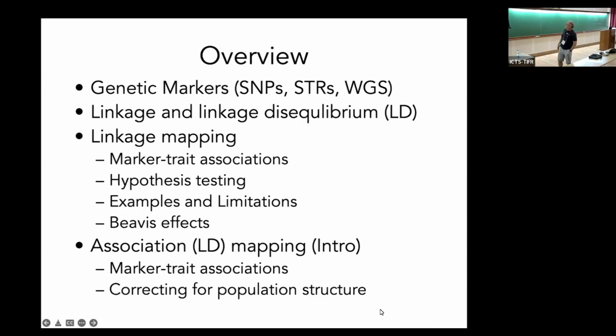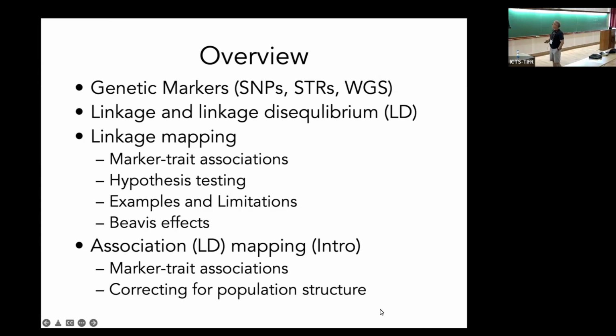That's the background. Here's the overview. We're talking about genetic markers, SNPs, STRs, and whole genome sequencing, because we're kind of moving to here. I want to talk about linkage and linkage disequilibrium. Boy, they sound like they have linkage, but they're actually rather different.